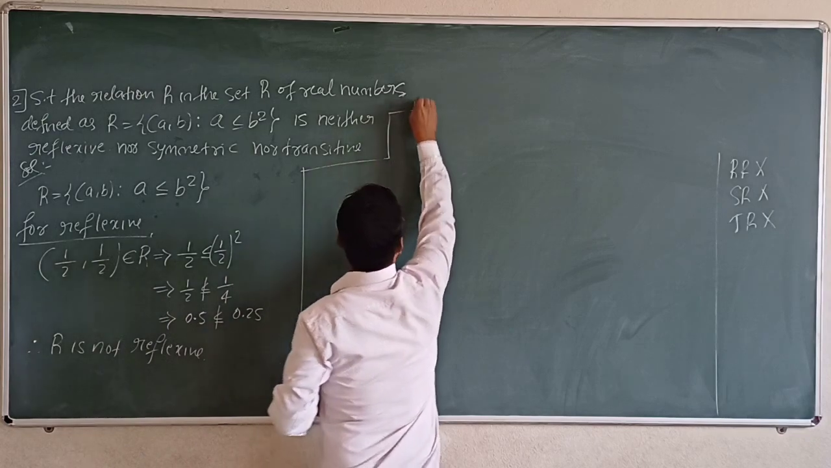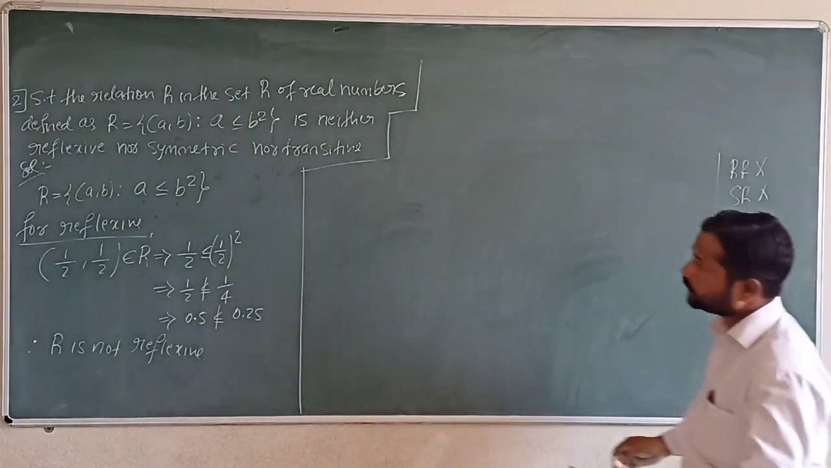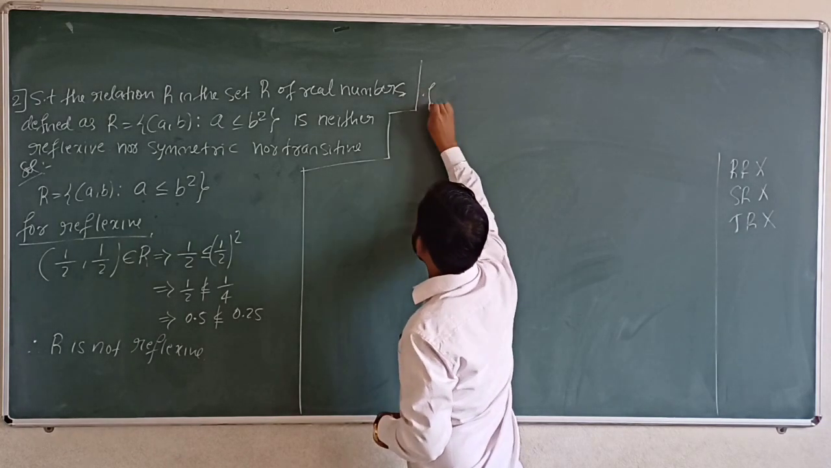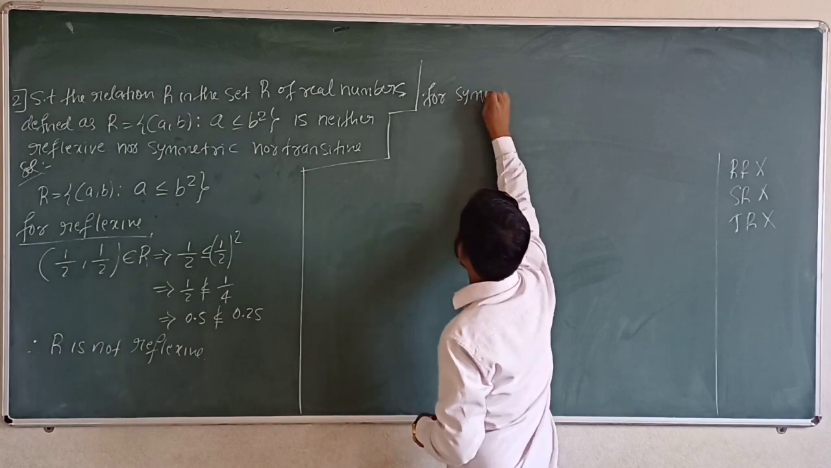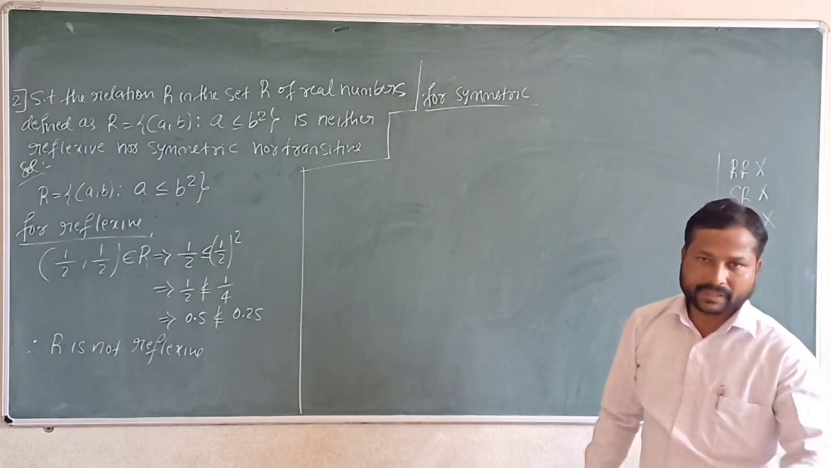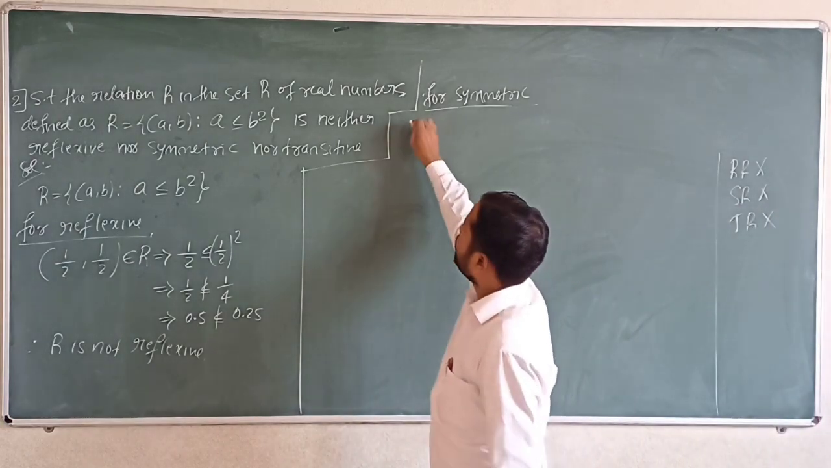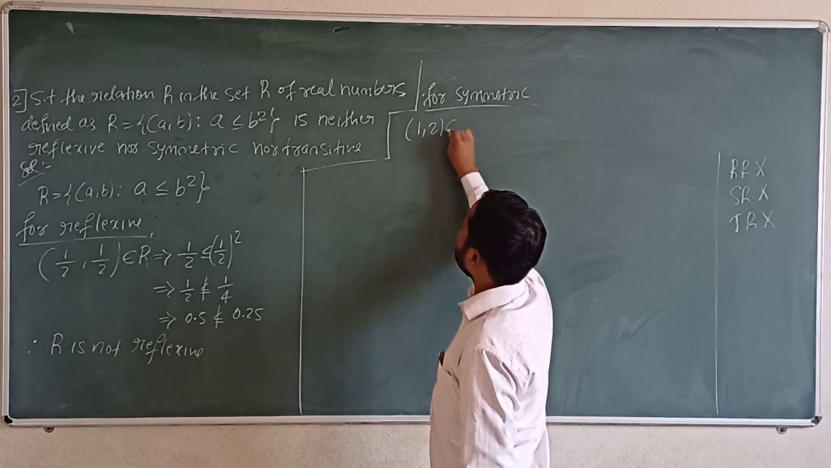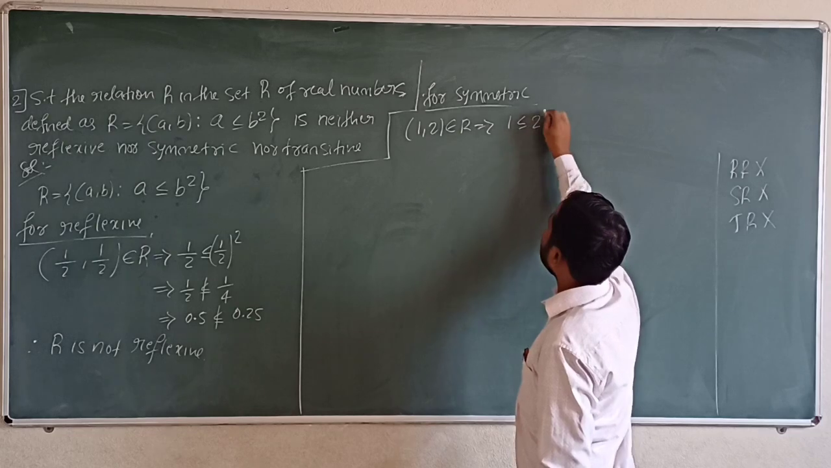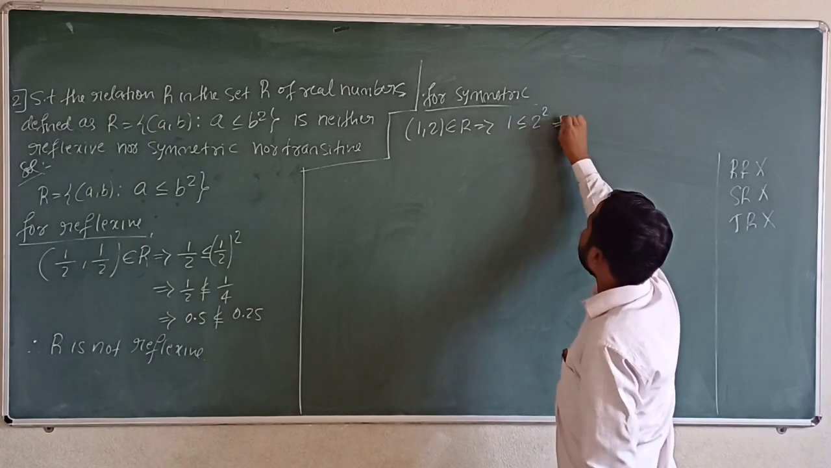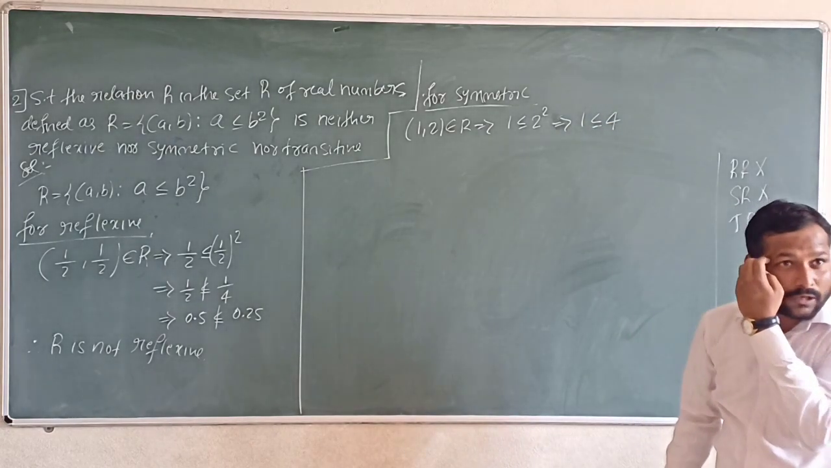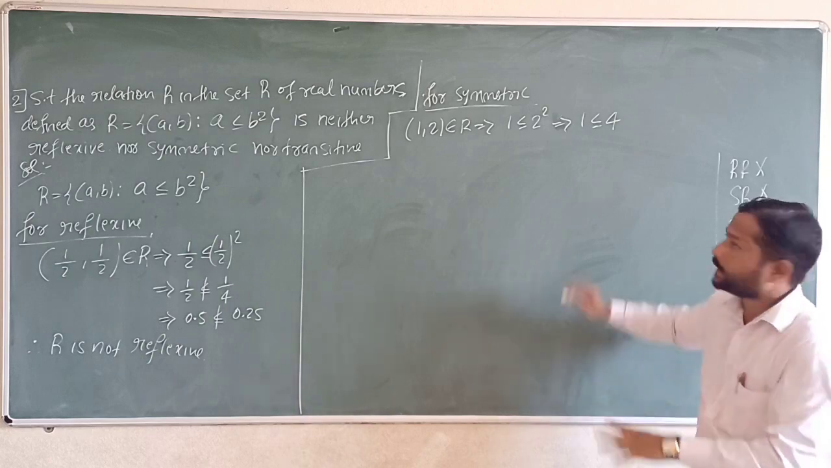Again they have told us it is not symmetric now. Neither nor symmetric. Take the symmetric case here. For the symmetric case, symmetric meaning (a,b) implies (b,a). Got it? Take any ordered pairs now. (1,2) belongs to R. It implies 1 is less than or equal to 2 square, which is 4. Is 1 less than or equal to 4? Yes, less. Now it is satisfied.